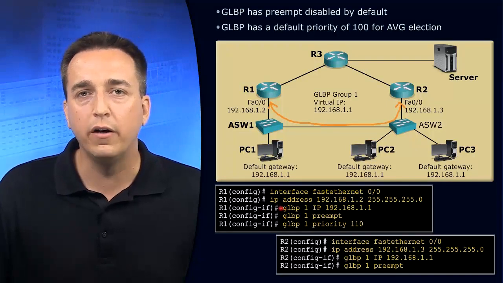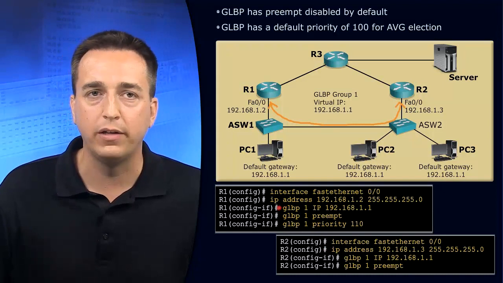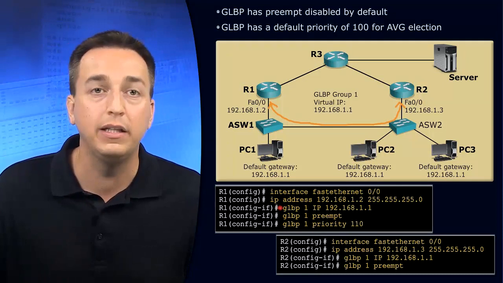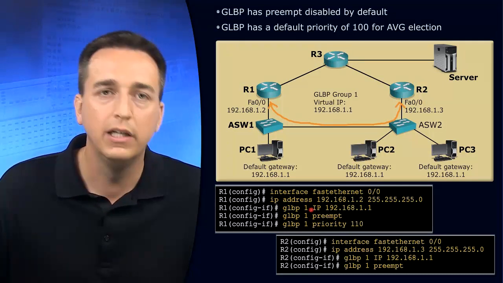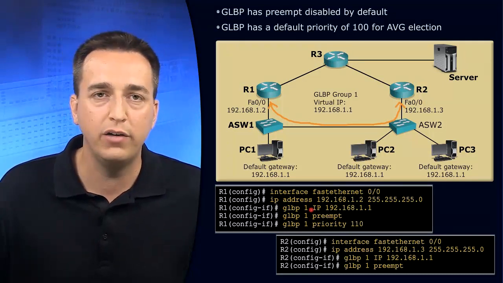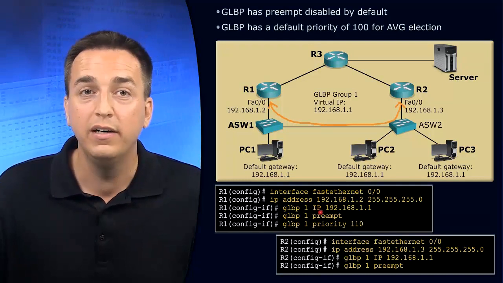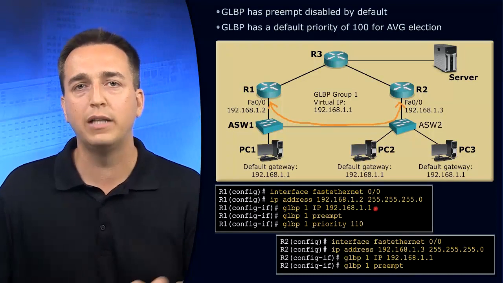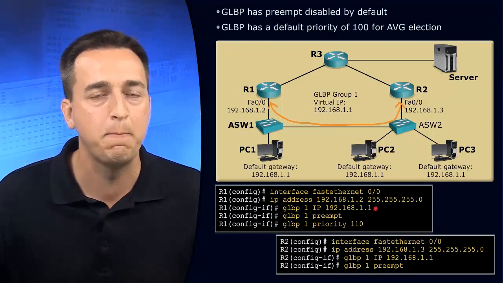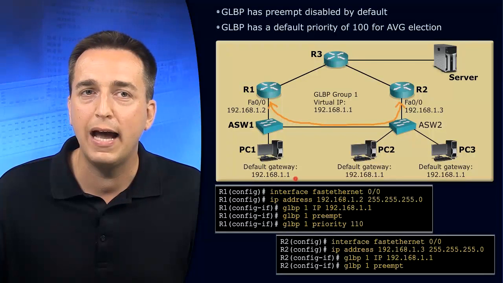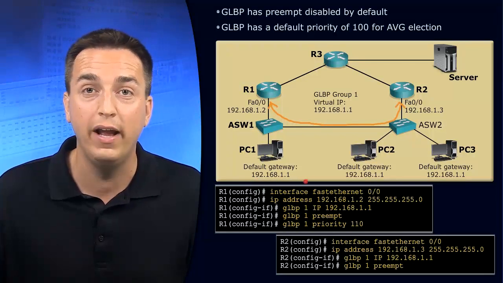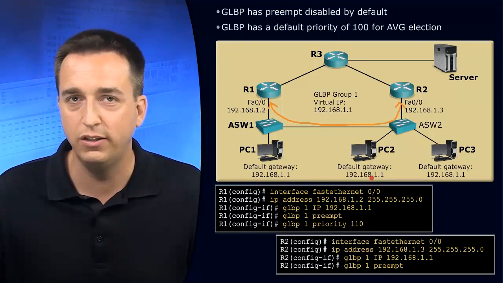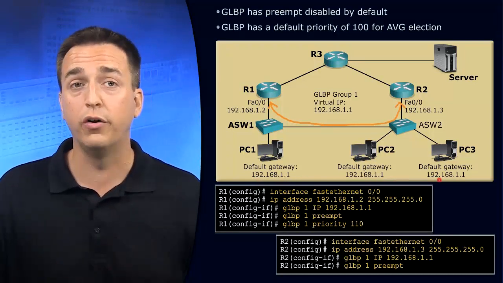We have to configure a virtual IP address. For GLBP, the commands all start with GLBP, and then you specify the group number. In this case, we're dealing with group 1's configuration. Keyword IP, and then your virtual IP address. So 192.168.1.1 is the virtual IP address that will be utilized in this case. That is the same IP address that's going to be utilized as the default gateway on all of the different PCs. So PC1 is 192.168.1.1, PC2, PC3, and so on and so forth.